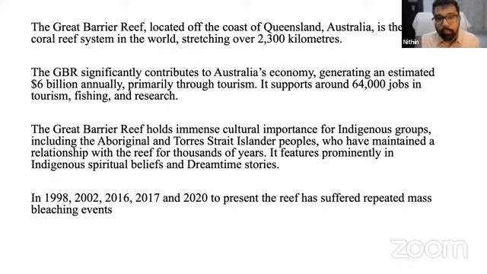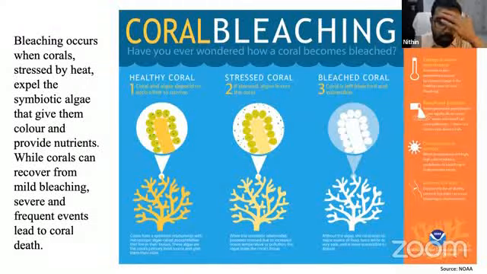But we are trying. We are trying our best to bring it back into its older glory. So that is about coral bleaching and how it's affecting the majesty of the coral, the Great Barrier Reef.